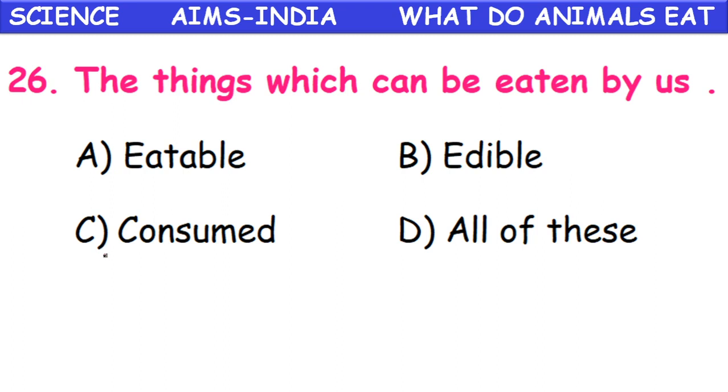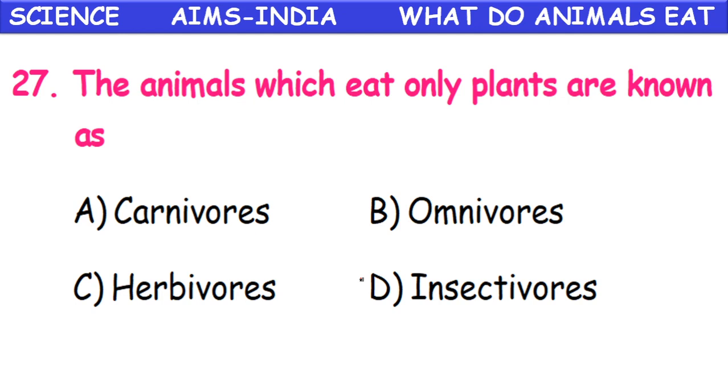All of these. Which terms? All of these. Okay, it is an eatable item, edible item, consumed, consumable. The animals which eat only plants are known as herbivores.